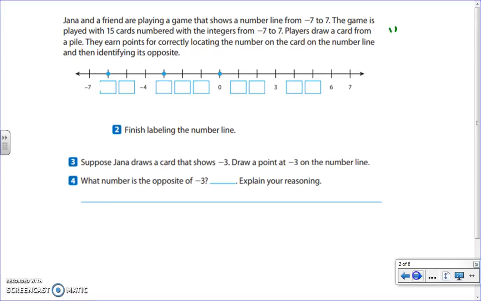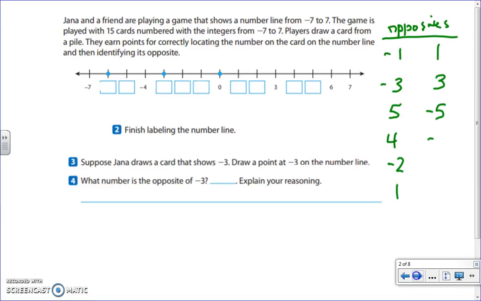So let's make a list of opposites. The opposite of -1 would be the number that is the same distance away from 0 as -1, but on the other side. So -1 is 1 away from 0. Positive 1 would be its opposite. The opposite of -3 would be +3. The opposite of 5 would be -5. The opposite of 4 would be -4. The opposite of -2 would be +2. And the opposite of 1 would be -1.